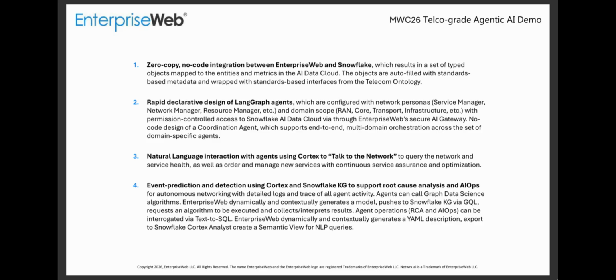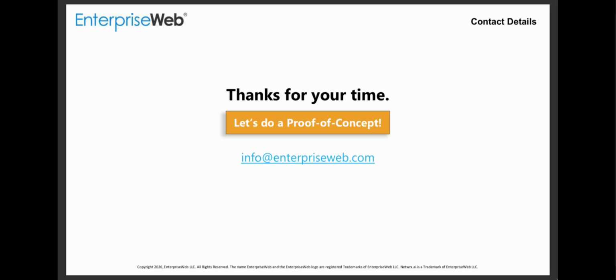In this demo, you saw how we were able to rapidly design LangGraph agents, domain-specific agents, one for service management, one for application configuration, and then design a coordination agent over the top that would be able to deliver multi-domain orchestration to network functions that were going to be deployed over Snowflake. In the next demo, you'll see me continue on and actually use that agent to talk to the network to deploy a network service. Be sure to watch the other demos in the series.